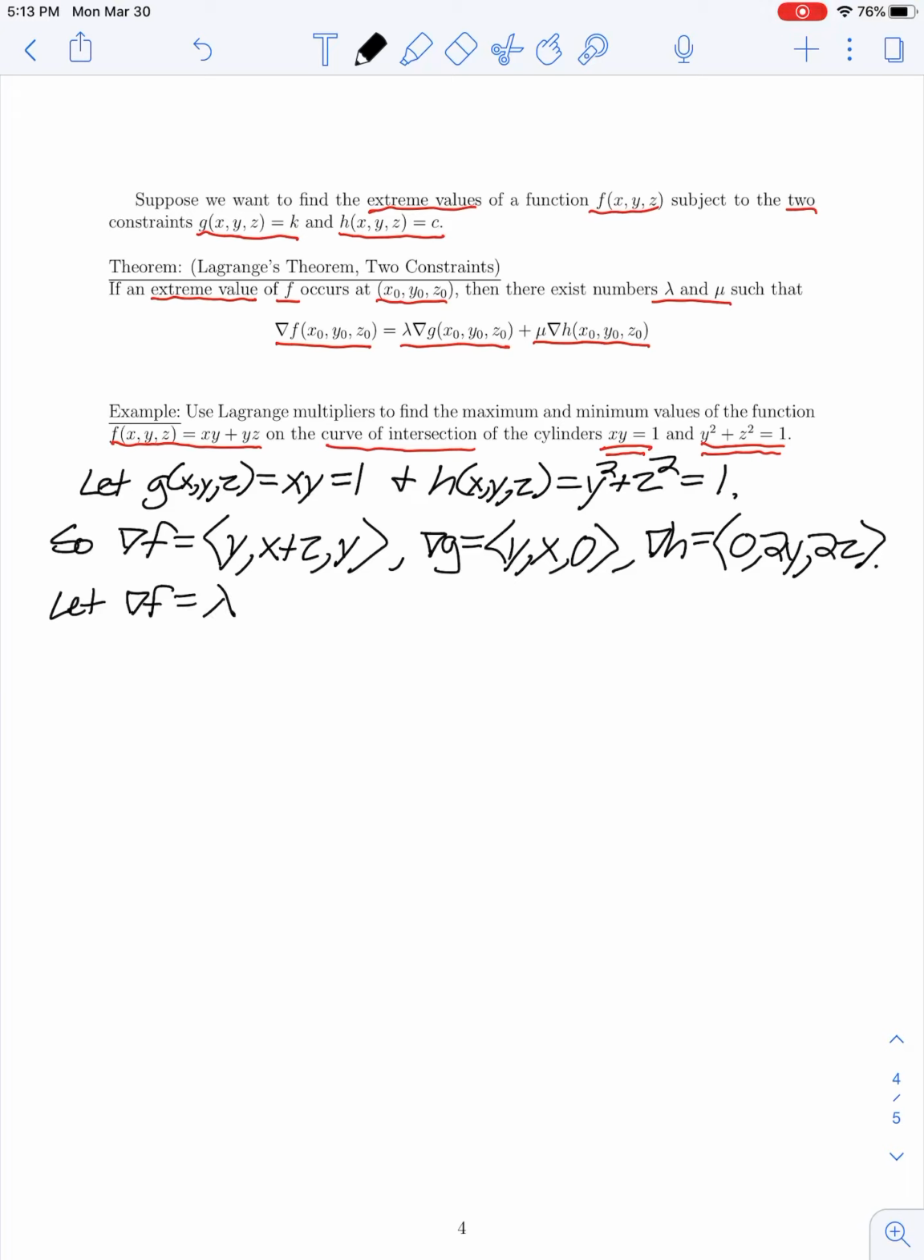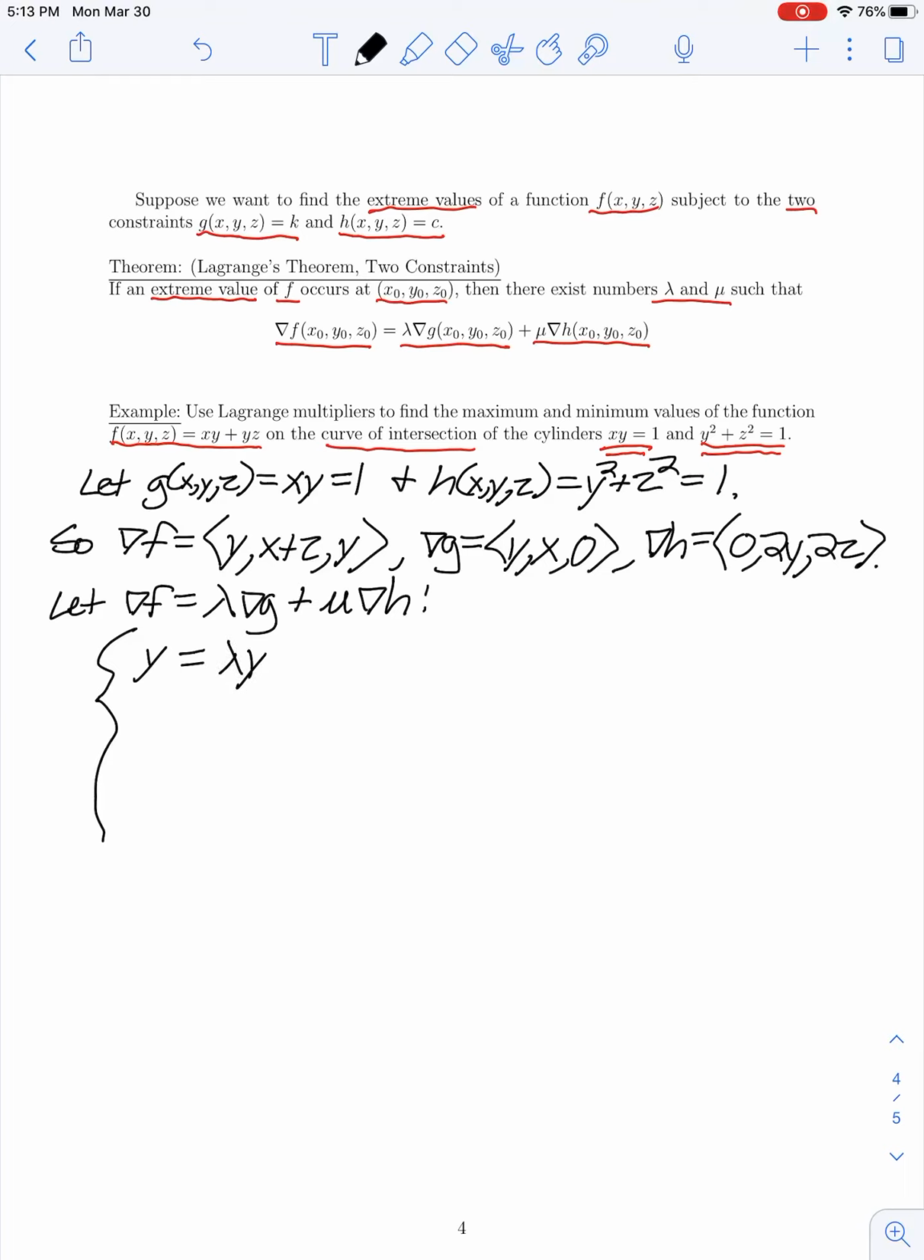So using Lagrange's theorem, in the case that we have two constraints, we want to let the gradient of f equal lambda times the gradient of g plus mu times the gradient of h. So let's see what this gives us.